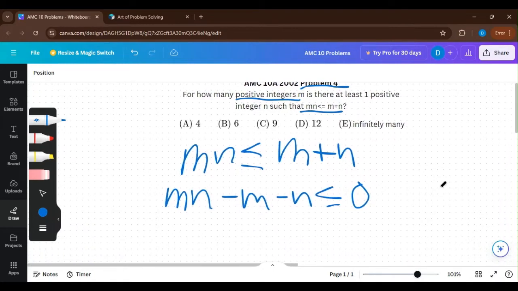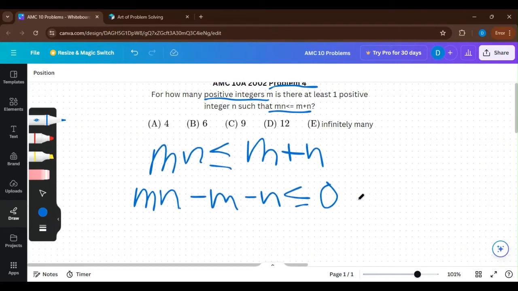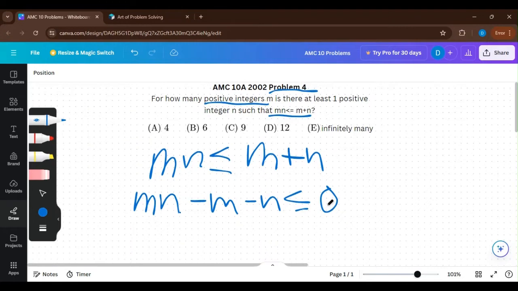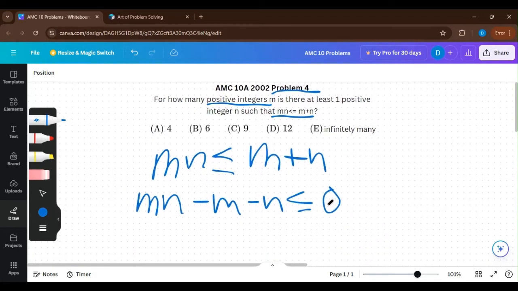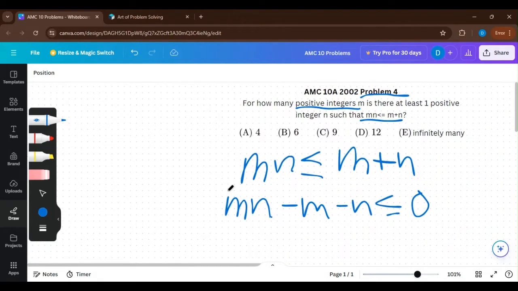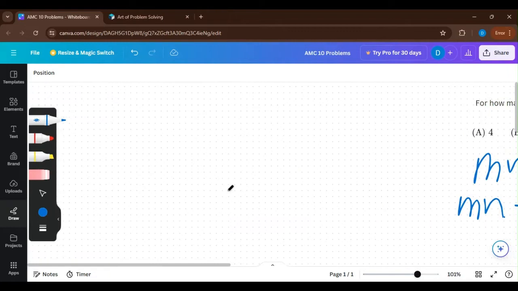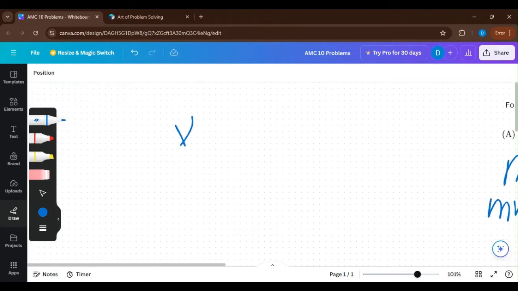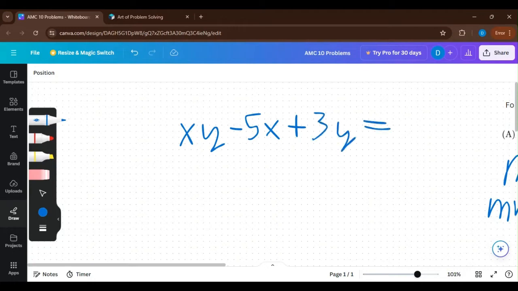So we basically just did algebra. We switched m plus n to the other side, which is just an algebraic expression. And how do you do Simon's favorite factoring trick using this? We're going to do an example first with x and y: xy minus 5x plus 3y, which is equal to 0.